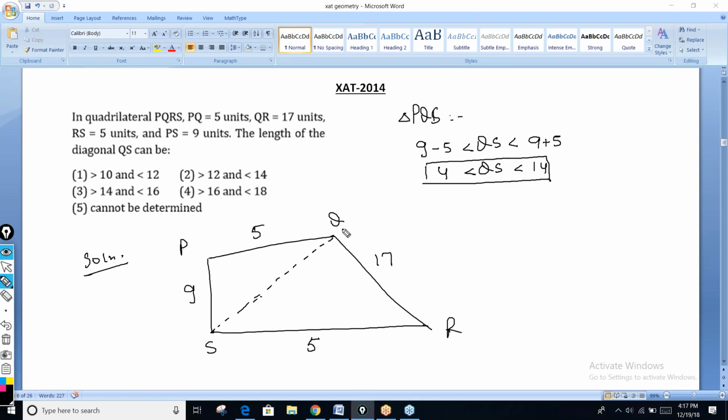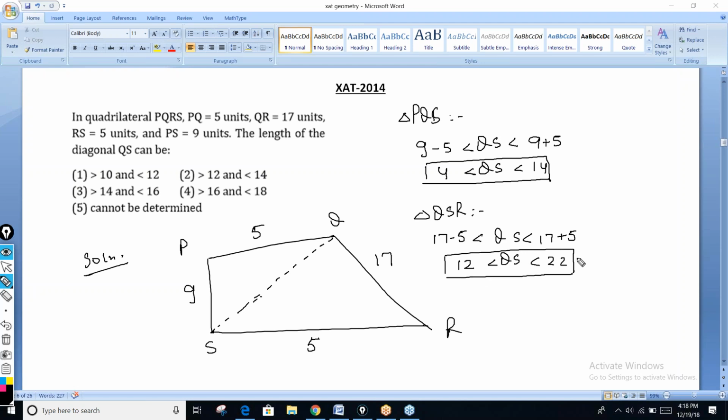Right? And similarly, if I look at the triangle QSR, the length of QS is less than the sum, which is 17 plus 5, and greater than the difference, which is 17 minus 5. So the length of QS will lie in the range of 12 to 22.